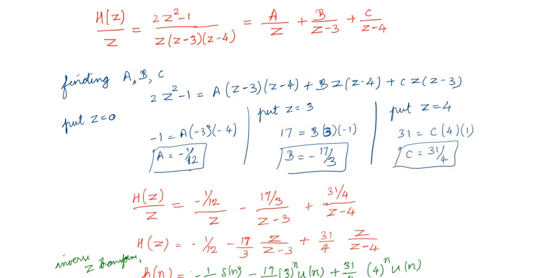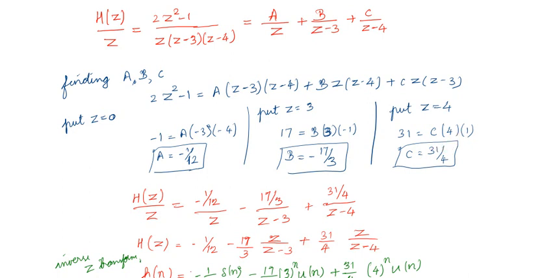Now we have to put z equal to 4, to cancel a and b. Here we have z minus 4, so if you put z equal to 4, 4 minus 4 is 0, so a and b become 0. So 4 square is 16, 16 into 2 is 32, 32 minus 1 is 31, equal to c into 4 into 4 minus 3. 4 minus 3 is 1, so c is 31 by 4.